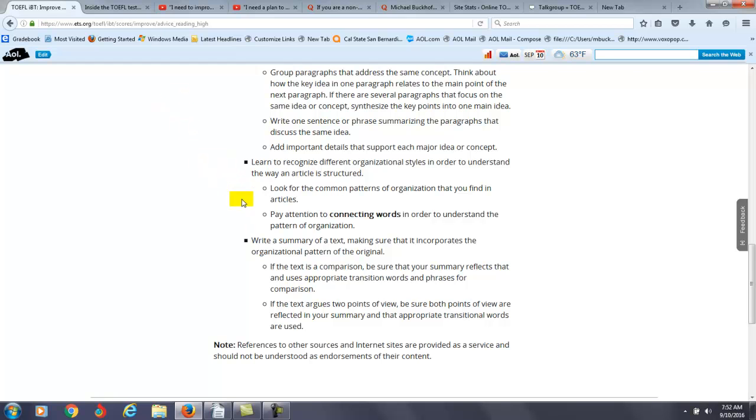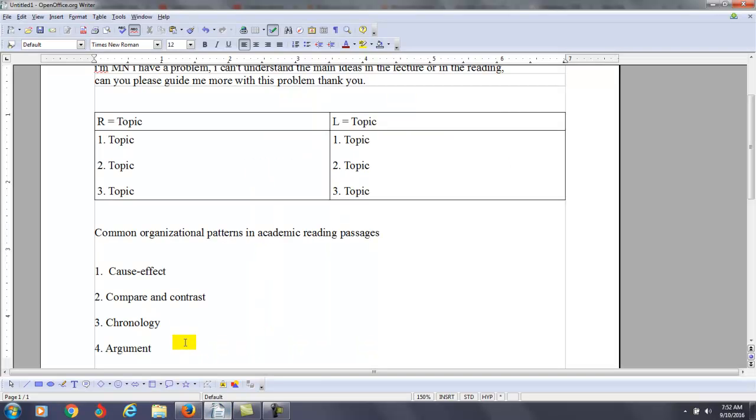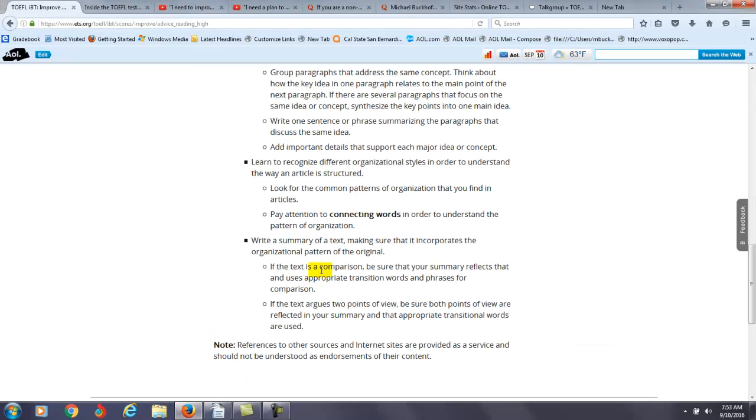So the ETS is saying that you definitely want to pay attention to those kinds of words. And if you are summarizing a text, you want to use the words that reflect the organizational patterns that we're discussing here. For example, cause-effect, you'll notice words like because, maybe therefore, maybe hence, as a result, consequently, those kinds of words. Chronology is things like first, second, third, and so on, right? It says here, if the text argues 2 points of view, be sure both points of view are reflected in your summary and that appropriate transition words are used.